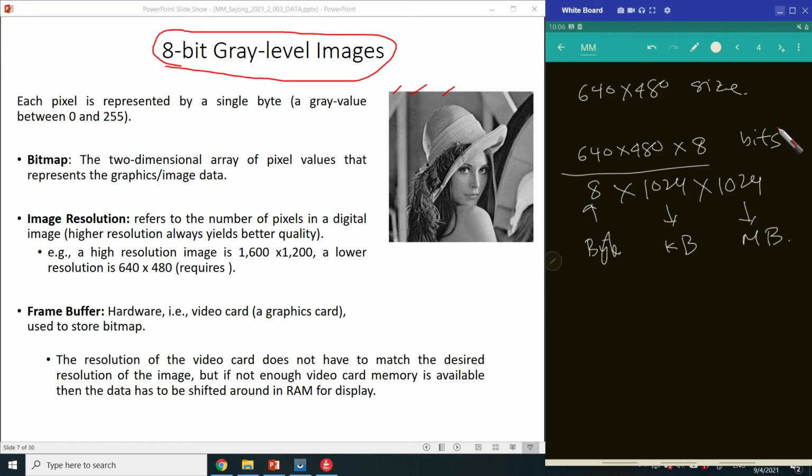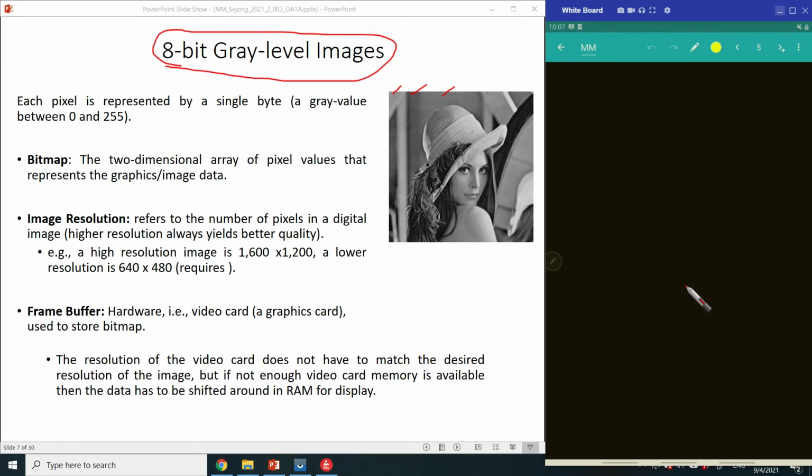So if we like to store an 8-bit gray level image of size 640 by 480, then we need this much information. If you represent it in kilobytes, you can calculate it, it will be 300 kilobytes, and if you represent it in megabytes, it will be 0.2929 megabytes, something like that. Okay.